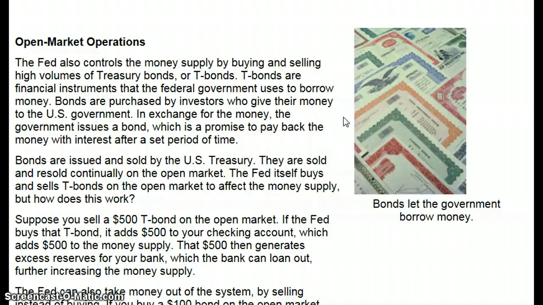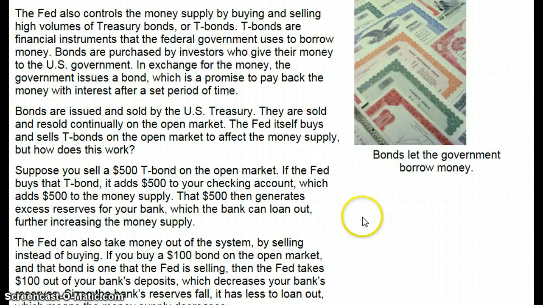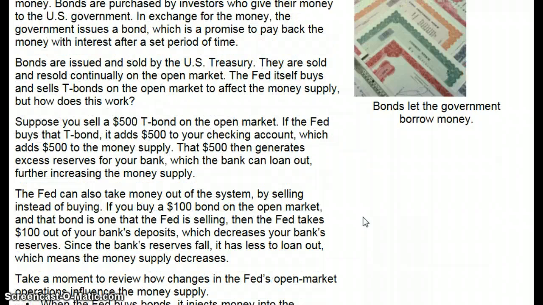But how does this work? Suppose you sell a $500 T-bond on the open market. If the Fed buys that T-bond, it adds $500 to your checking account, which adds $500 to the money supply. That $500 then generates excess reserves for your bank, which the bank can loan out, further increasing the money supply.